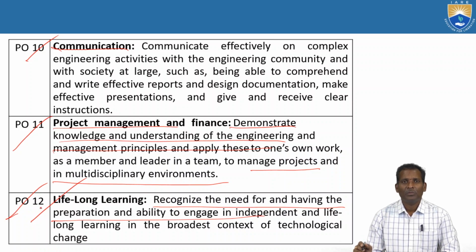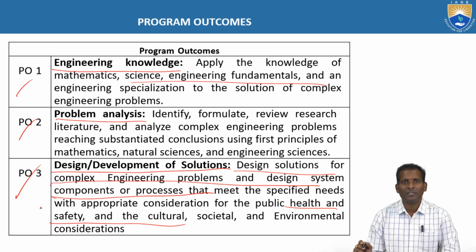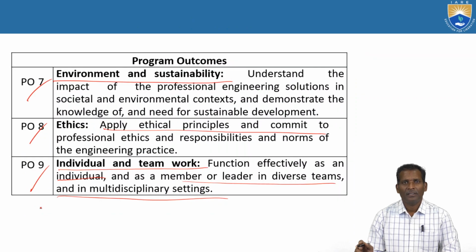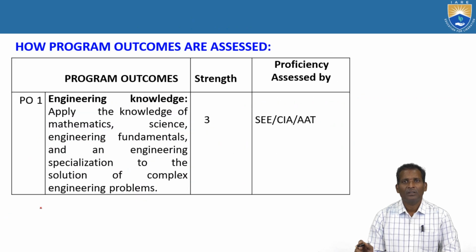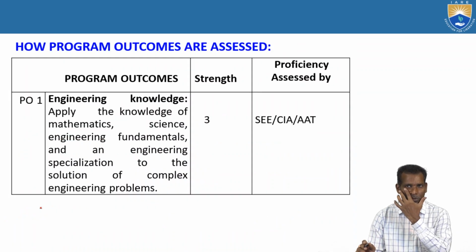These are the POs defined. Now, how many POs are related to our subject? Which POs are meeting our COs according to our course overview? You have to select the COs first and then define the course outcomes. Here, how program outcomes are assessed.